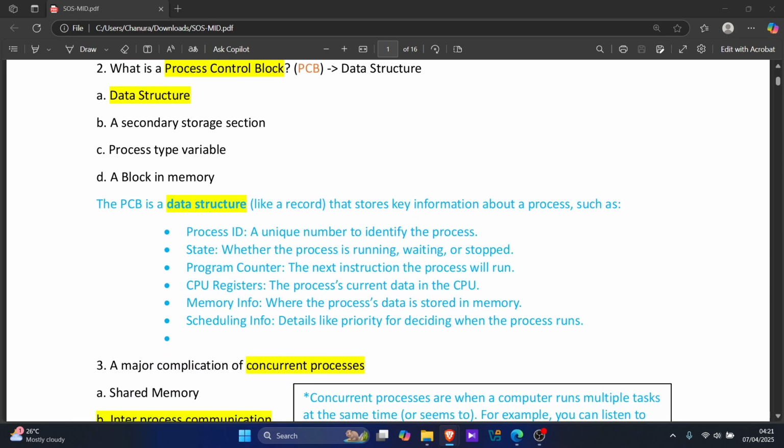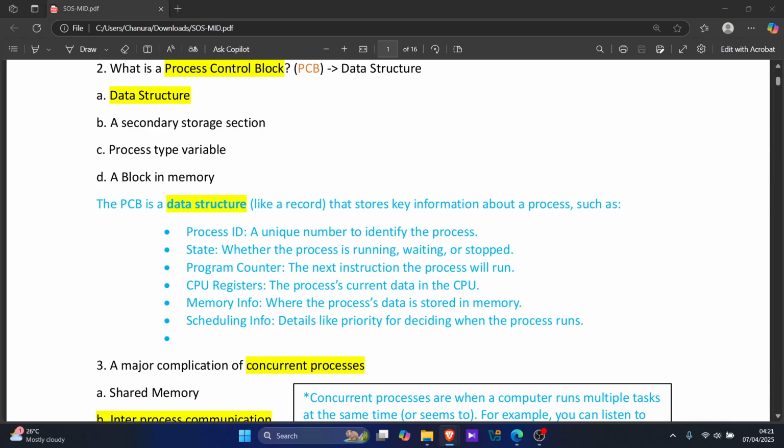Okay, let's tackle this question about the process control block. The question is asking what a PCB is, and the options are A. Data structure, B. A secondary storage section, C. Process type variable, D. A block in memory. The user also provided some notes mentioning that the PCB is a data structure containing specific information like process ID, state, program counter, etc. First, I need to recall what a PCB is.